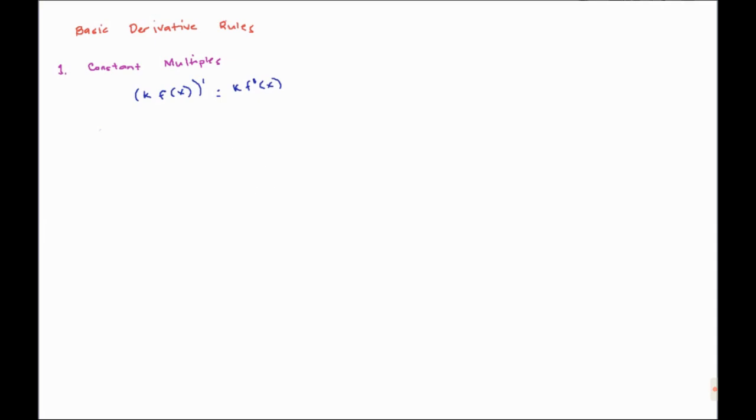So it is defined by, if you have a constant k multiplied by f of x, our function, and you are asked to find its derivative, then the derivative will be k multiplied by the first derivative of our function f of x. Let's look at some examples.